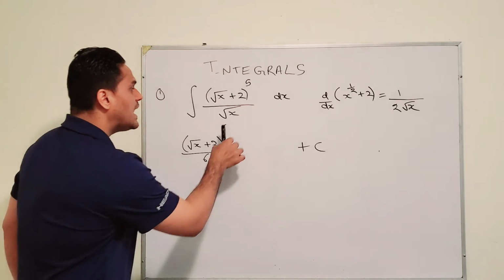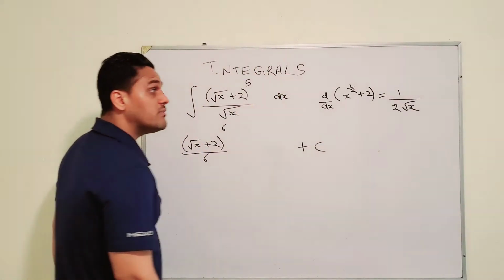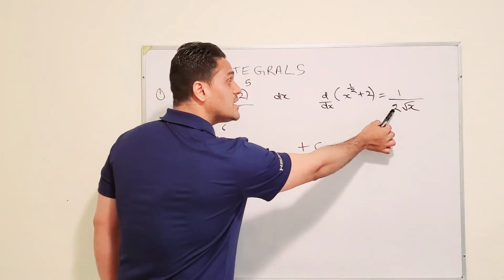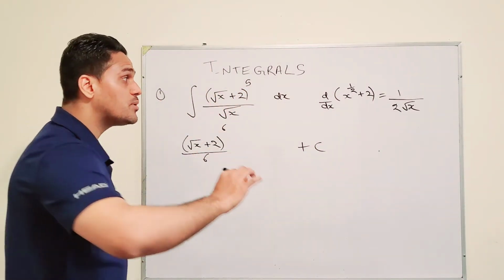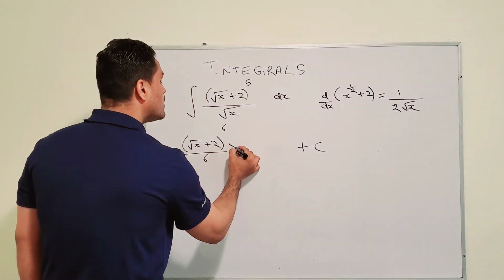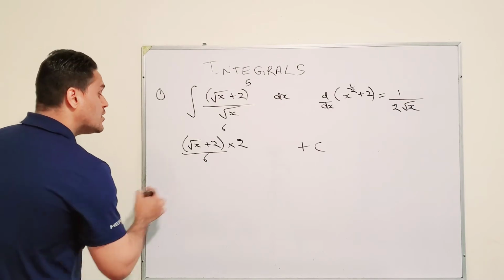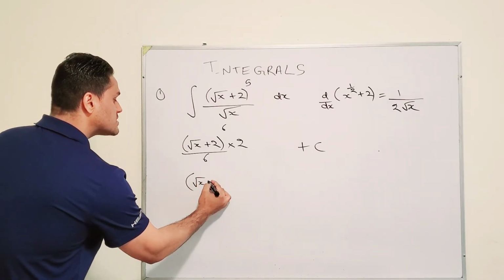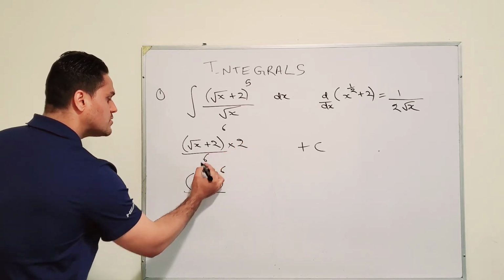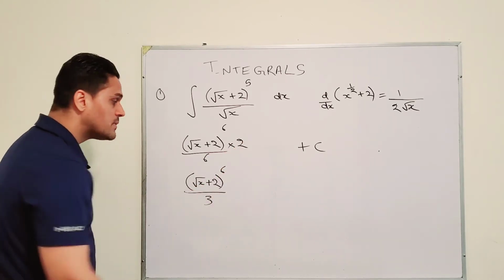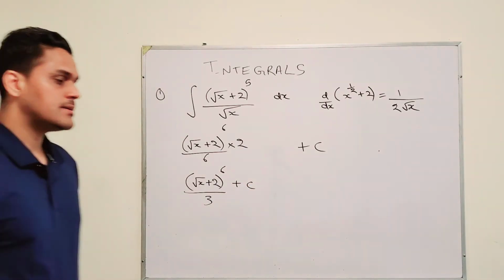Guys, look, I have a square root of x at the bottom, so I'm covered for that already. However, now I'm going to end up with the extra 2 at the bottom. So to counter that, you're going to put an extra 2 at the top. So this will just become square root of x plus 2 raised to the power of 6. And when you simplify 2 with 6, you're going to get 3 at the bottom plus c. Okay?